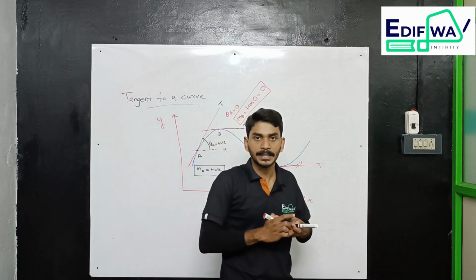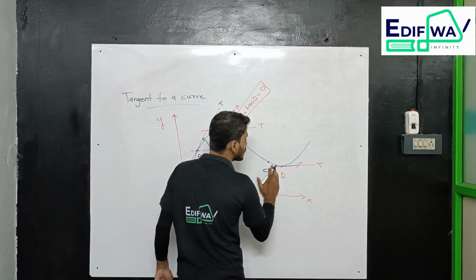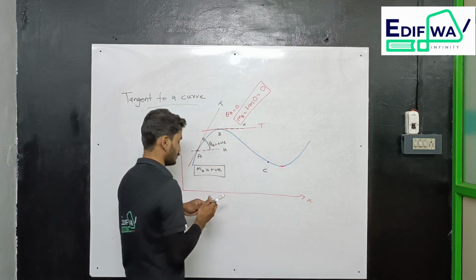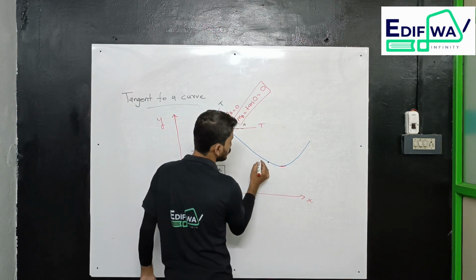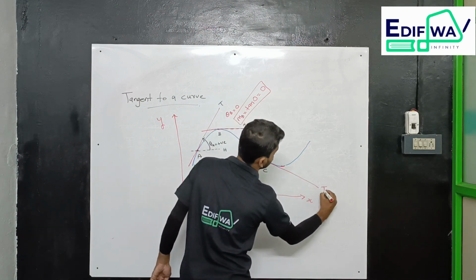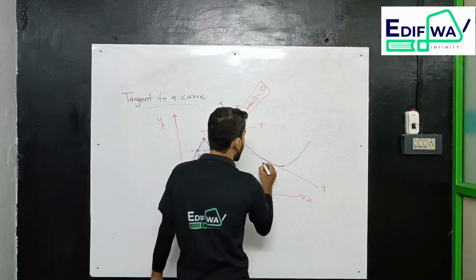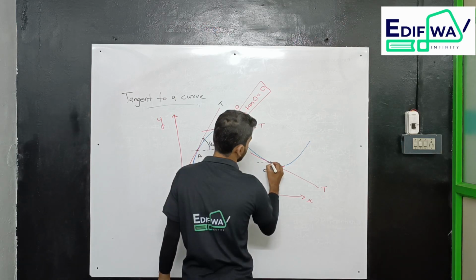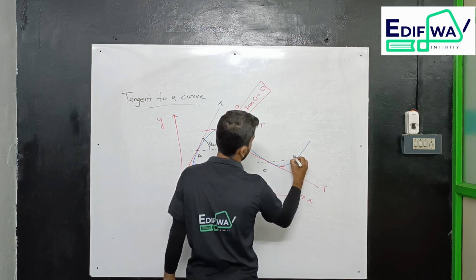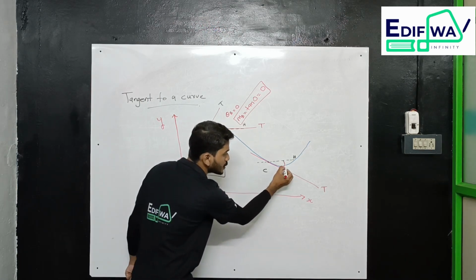Slope will be 0. Is that clear? Okay. Now let's consider point C. I'll erase this, we don't need D. So at C, this is the tangent. Do you agree? This is the tangent, and here is the horizontal. You will start measuring from horizontal to tangent.